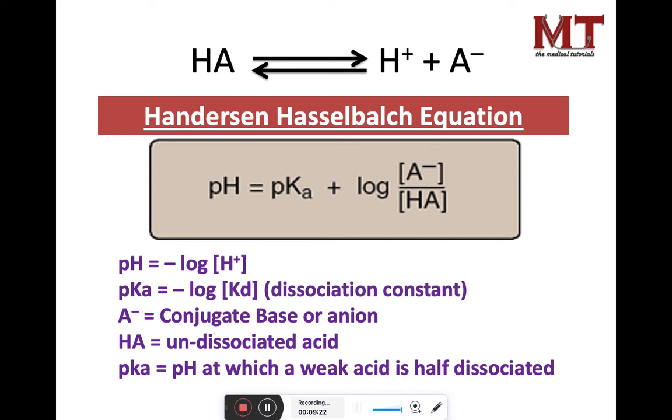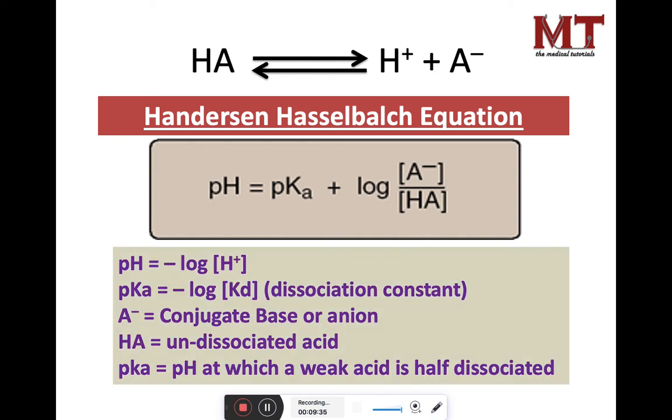Okay, so pK is the negative log of the dissociation constant and its mathematical value is equal to the pH at which a weak acid is half dissociated. Always remember it.